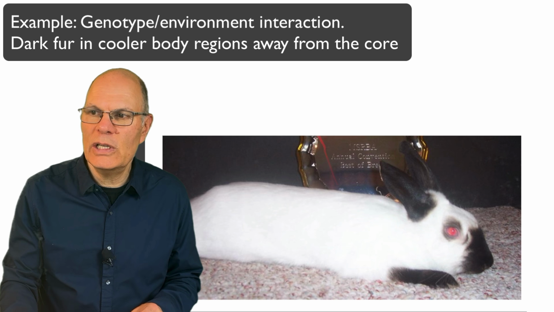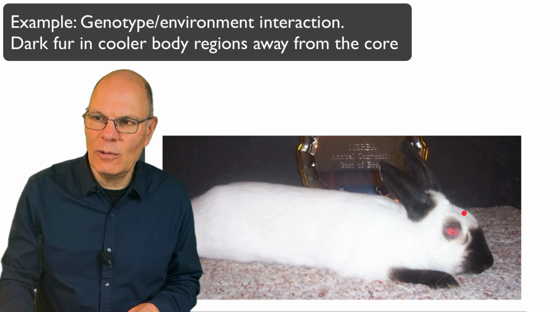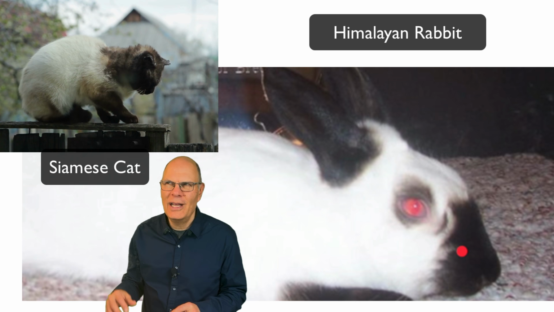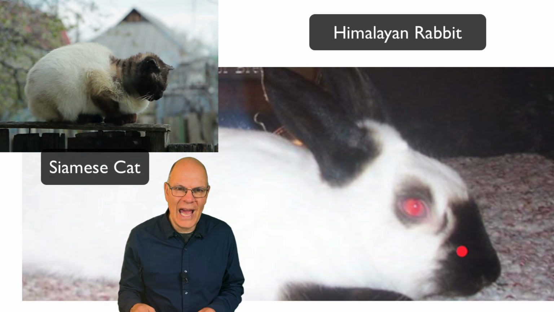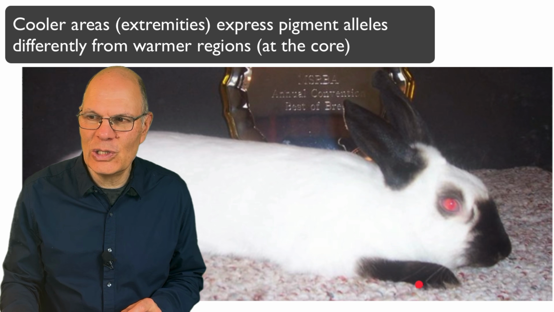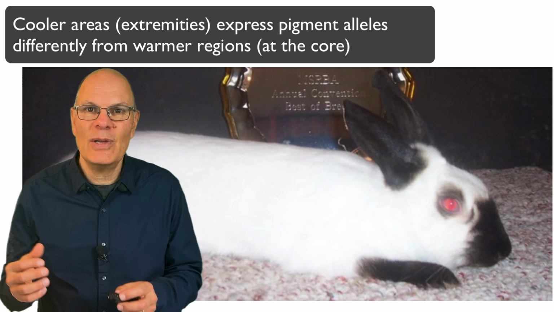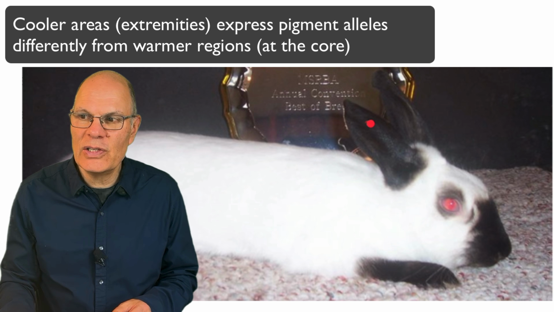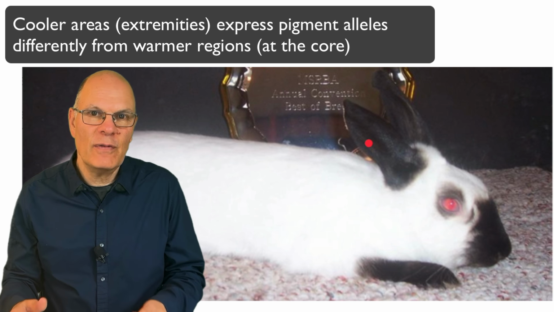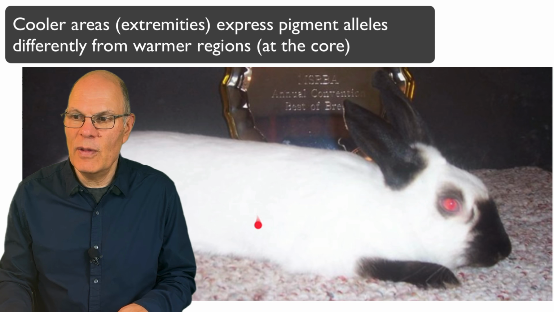Example number 2 is dark fur regions in mammals, and they develop in cooler body regions away from the core. This is a Himalayan rabbit, but if you can picture a Siamese cat, it's pretty much the same thing. So this is a cool region, this is a cool region, this is a cool region, and all the cells have the same genes, but the cells that are being exposed to cooler temperatures express different pigment alleles than those that are in the warmer regions of the body.